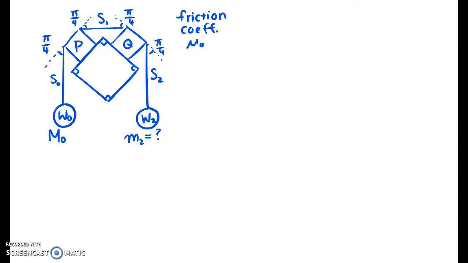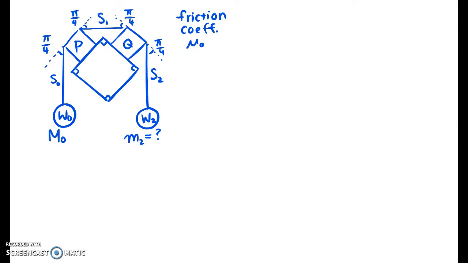to be. Now we want M2 to be the minimum mass that is required in order to have both P and Q remain at rest. So in other words, to have the system remain at equilibrium. So in this case, we'll say that if there wasn't friction, then M0 and M2 would have to be the same since there's no friction.